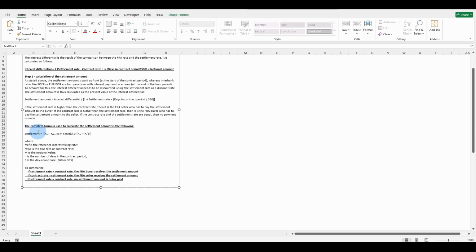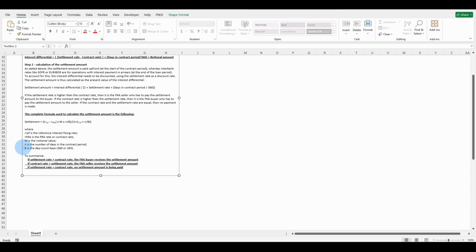The complete formula used to calculate the settlement amount is the following. Settlement equals (R reference minus R FRA) times M times N divided by B, divided by (1 plus R reference times N divided by B). R reference is the reference interest fixing rate. R FRA is the FRA rate or contract rate. M is the notional value. N is the number of days in the contract period. And B is the day count base, 360 or 365.